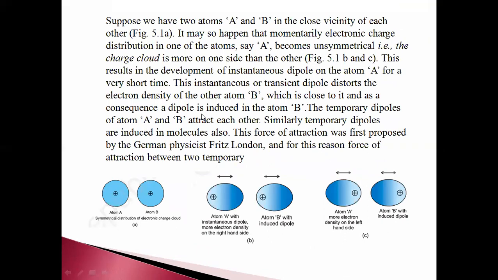Suppose we have two atoms, that is atom A and atom B, in the close vicinity of each other. See here in the figure. So it may so happen that momentarily the electronic charge distribution in one of the atoms, say A, becomes unsymmetrical. That is, the charge cloud is more on one side. So this results in the development of an instantaneous dipole in atom A. So atom A is getting a dipole.